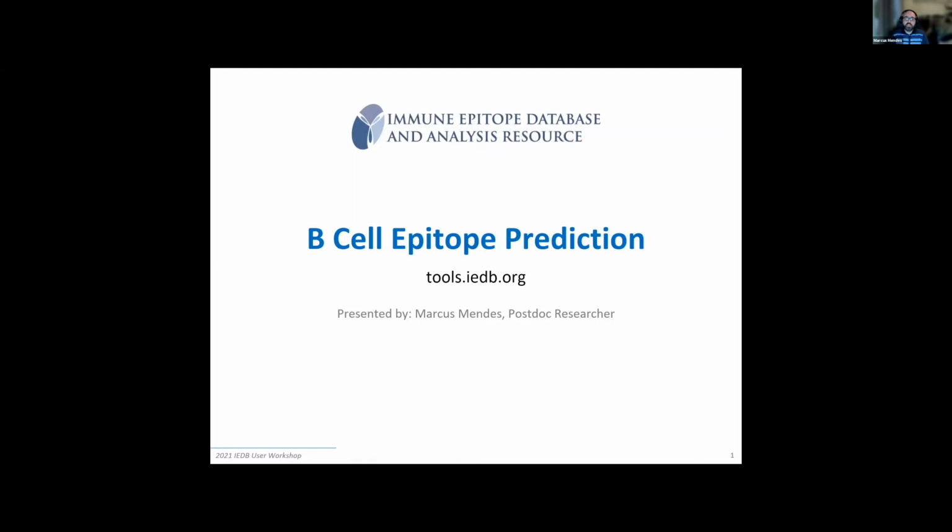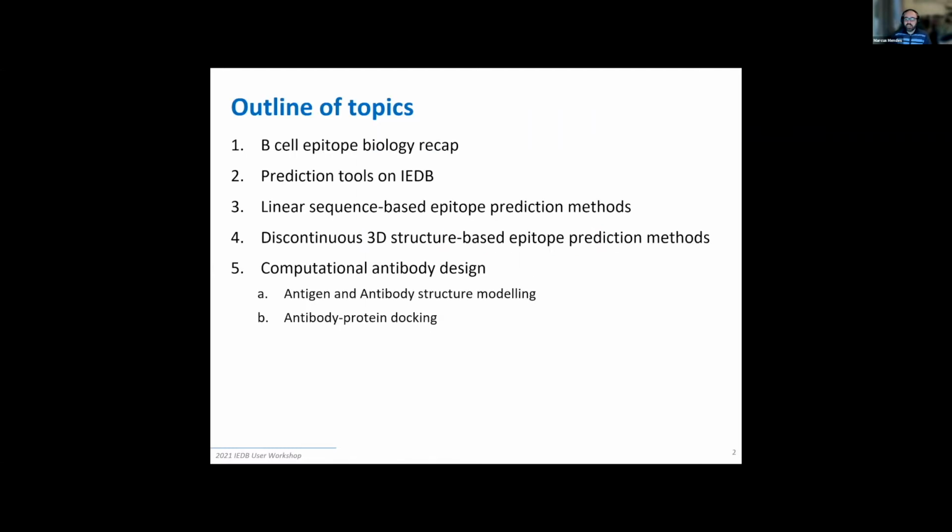I hope everyone's enjoying the workshop so far, learning a lot. I'm going to briefly talk about this topic. I'm going to start my presentation with an epitope biology recap.